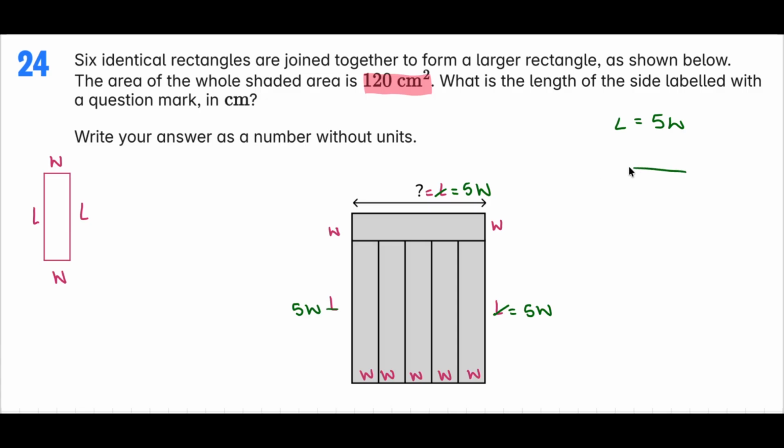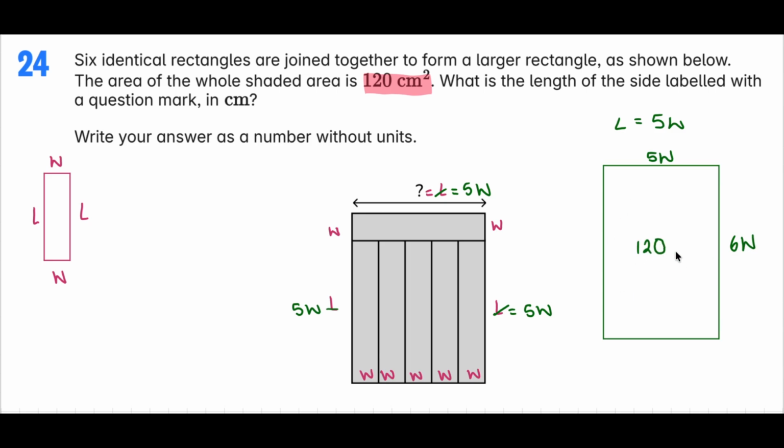Now we're just going to draw a larger rectangle for reference, and there we go. Now our width is now going to be equal to 5W, and our length is going to be equal to 5W plus this W here, so it would be equal to 6W. And we also know that the area is 120 centimeters squared. From this, we are going to calculate our value of W.